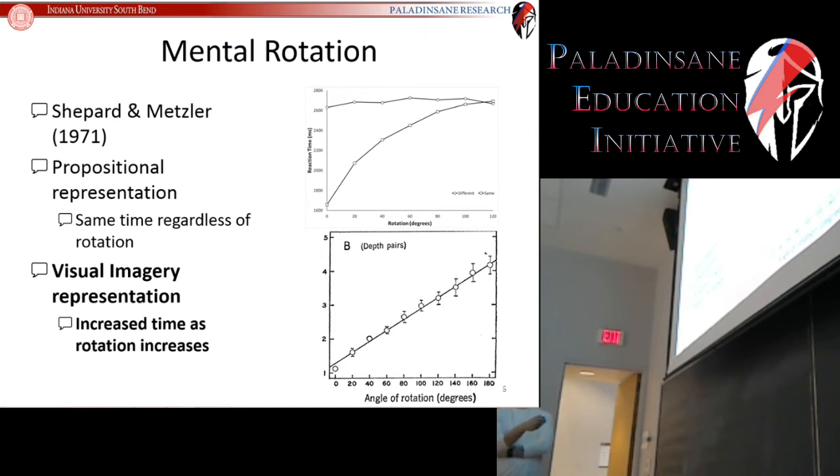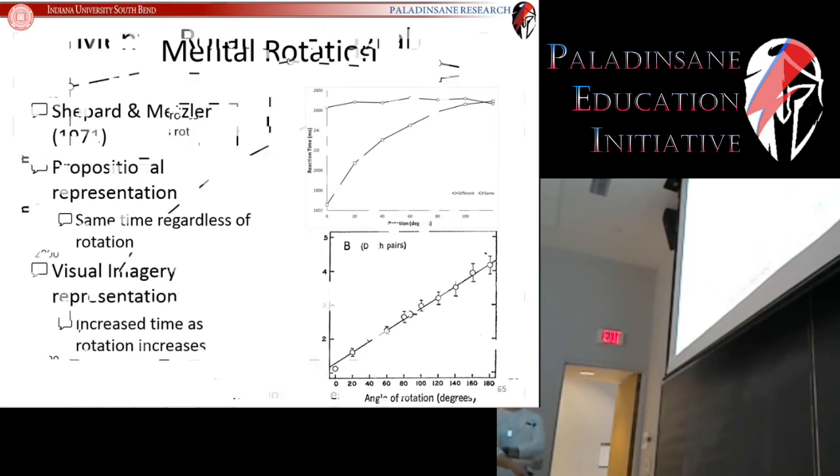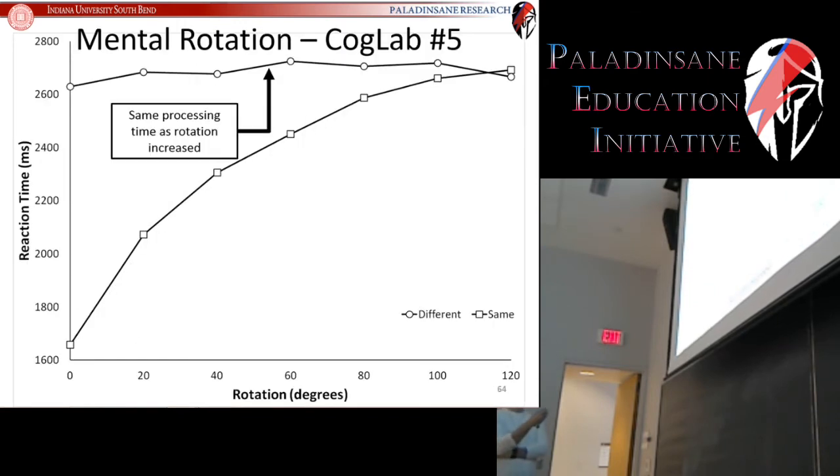Both of these, though, kind of support that idea of visual imagery, that increased time as rotation increases. So this might be one of the discussion questions, but I'll bring it up here while this is nice and big. Does anybody know why there was no increase in times when they did not match? Mm-hmm. Because you still have to rotate it all the way around.